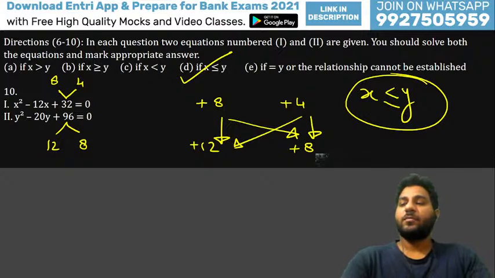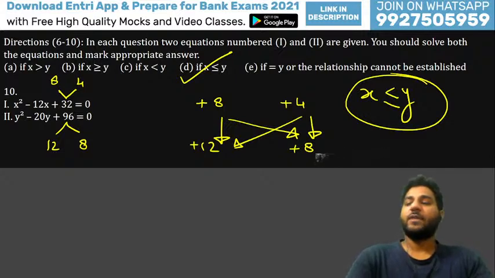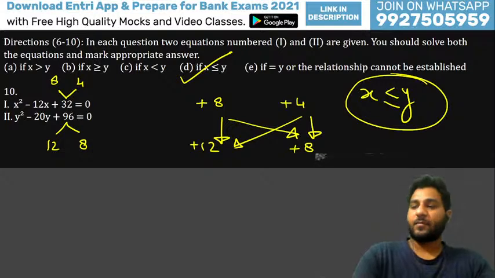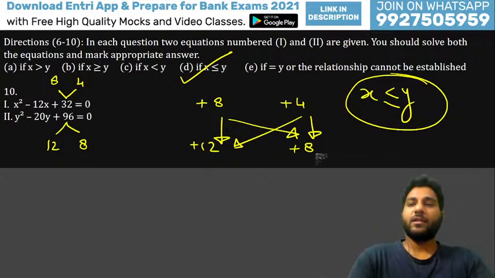I hope you have got the concept of solving this question. Did you get that? It was really easy. It was a piece of cake.